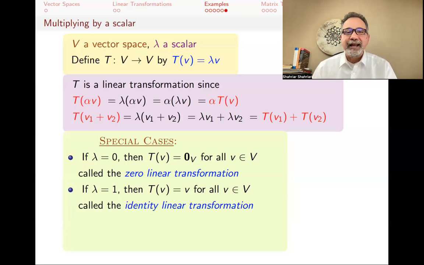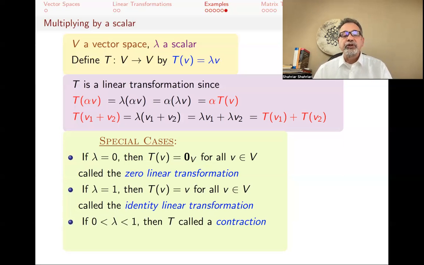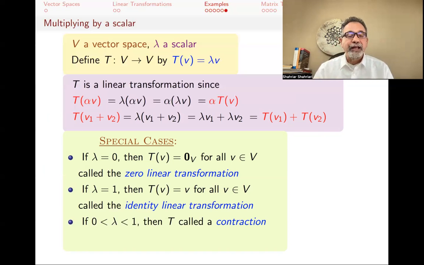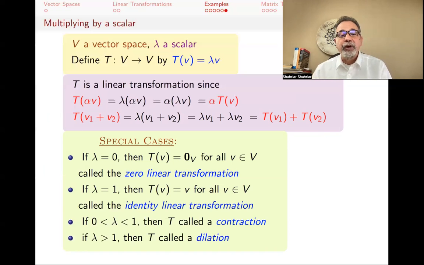Now, there are other ones that have other names that people sometimes use. I tend not to use those that often in this set of lectures, but you might want to be familiar with them. If lambda is between 0 and 1, then T is called a contraction. For example, lambda could be 1/2. That would mean that every vector is sent to 1/2 of itself. Everything shrinks by 1/2, so that's called a contraction. And if lambda is greater than 1, then sometimes it's called a dilation.